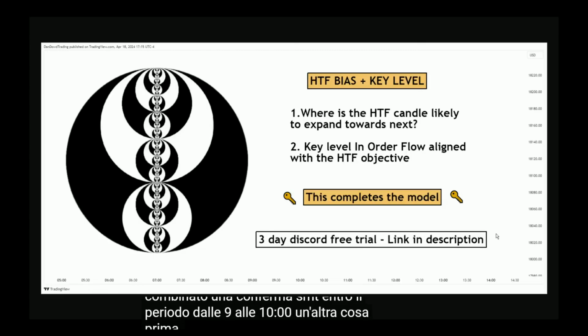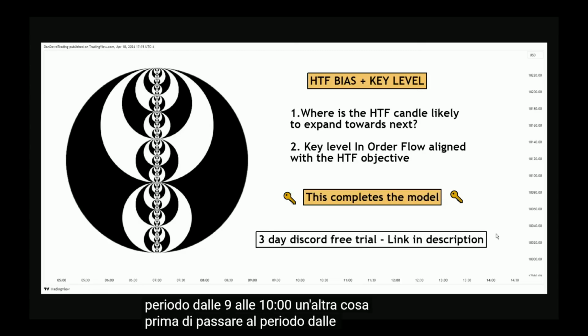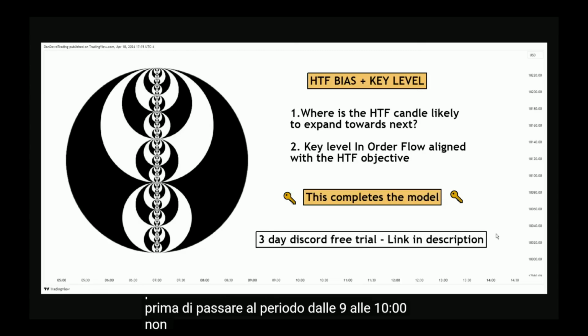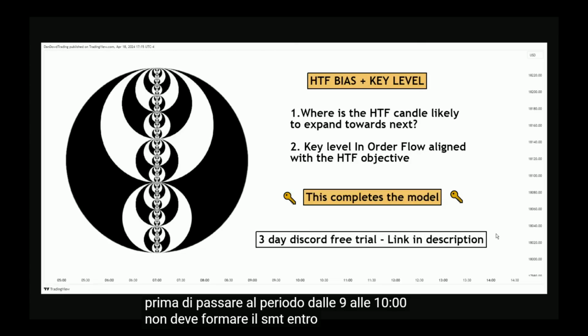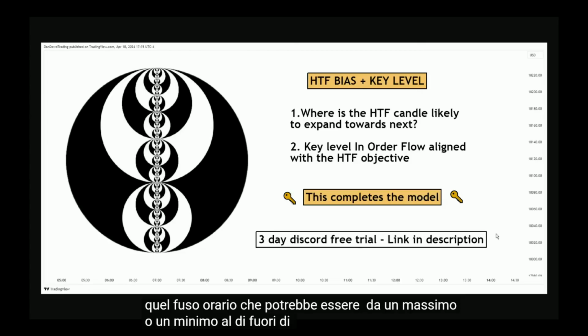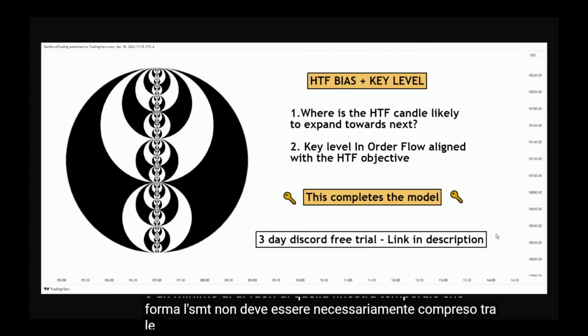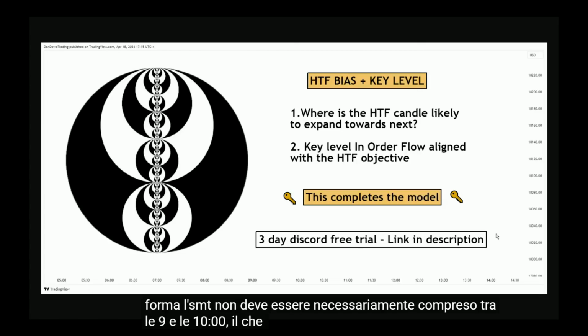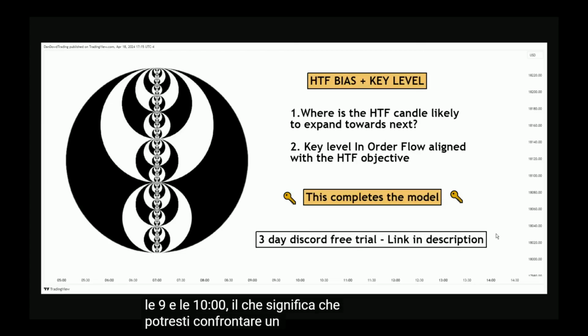One more thing before we move on. The 9 to 10 o'clock period, it doesn't have to form the SMT within that time zone. It could be from a high or low outside of that time window that forms the SMT. It does not have to be within the 9 to 10 o'clock hour, meaning you could compare a low from yesterday to the low within the 9 and 10 o'clock hour, right? But it doesn't have to be a low to another low within that 9 and 10 o'clock hour. So I hope that makes sense.